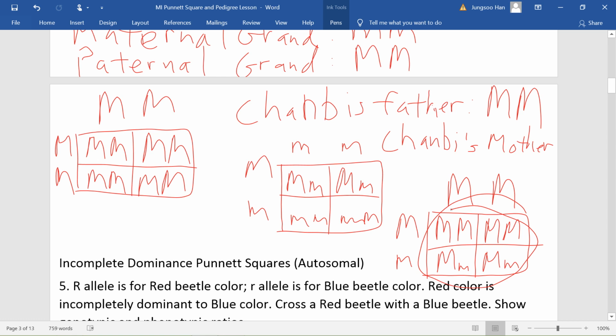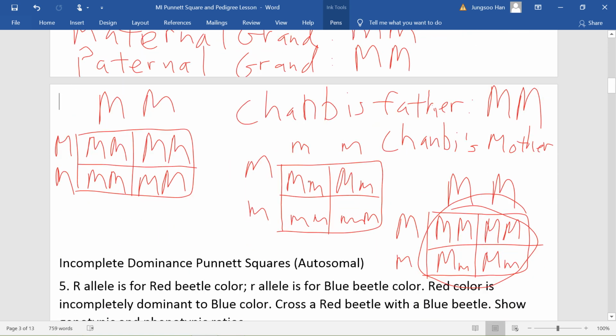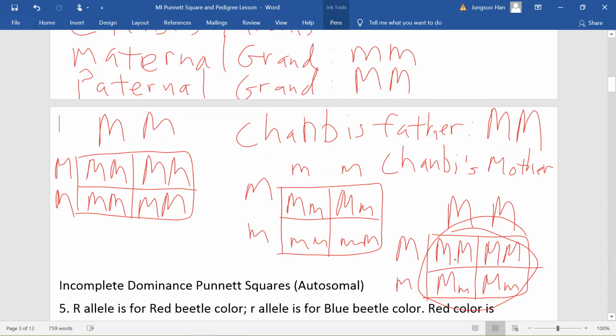Okay, you can see by the Punnett square, it's impossible for Chambi's mother and father to have any children with Mark's disease. Okay, so at the worst, Chambi has big M, little m, so she doesn't have Mark's disease. I mean, she is a carrier, meaning that she carries the little m allele for Mark's disease. Okay, so it's possible that maybe her children could get Mark's disease, but she herself cannot have Mark's disease because the only possibilities are she's big M, big M, or she's big M, little m. And both of those are normal.